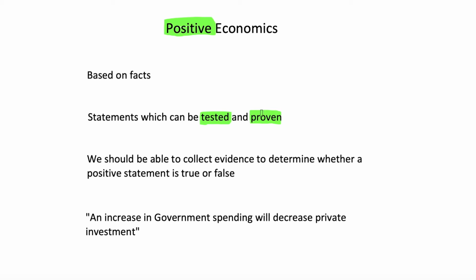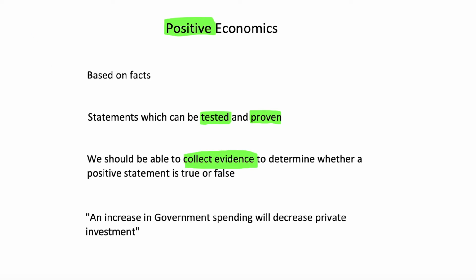So if we want to prove that democracy is better than a different system, say than a communist system, we need to give some objective way that this can actually be tested. And you'd say that this cannot necessarily be tested, so it can't be positive economics, it's more opinion based, and we'll get onto that. So we should be able to collect evidence to determine whether a positive statement is true or false.